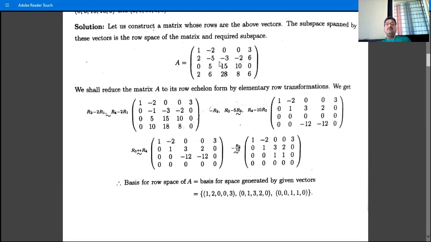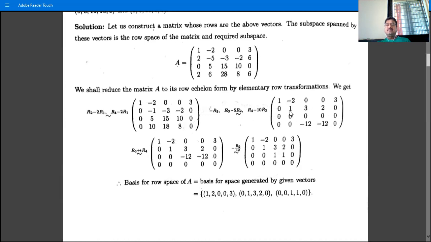In order to find the basis for the row space of A, we have to reduce this matrix to echelon form. So R2 minus 2R1 and R4 minus 2R1. We have to reduce these two elements to 0. Then we have this matrix. Then we have to change this minus 1 to plus 1, so multiply R2 by minus 1. In the next step we have to reduce this 5 and 10 to 0, so R3 minus 5R1 and R4 minus 10R1. After that, one more step.